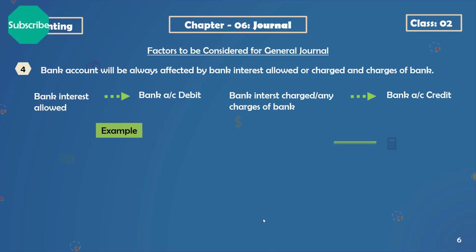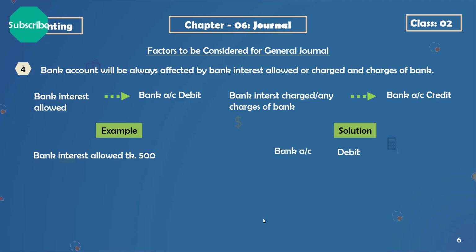Okay, so example and solution: bank interest allowed taka 500. So this time we are getting money from the bank. That means our bank account will increase, so bank account must be debit, and our revenue account is bank interest. Remember this very carefully. When we get bank interest, or the bank allowed any interest, we have to write bank interest account credit, and we have to debit bank account.